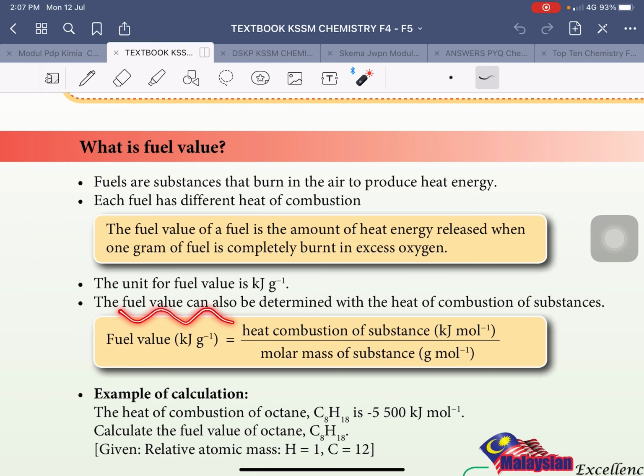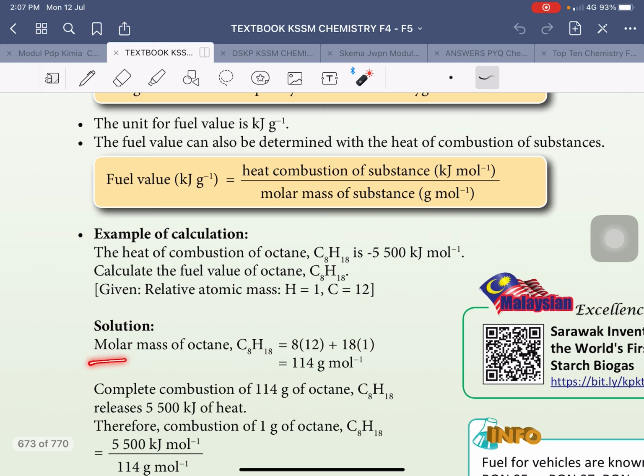So fuel value can also be determined with the heat of combustion. Jadi sangat berkaitan, it is related to heat of combustion. I hope you still remember how to count heat of combustion. Okay? Now, the fuel value formula is like this. After you count the heat of combustion, you just have to divide it with the molar mass of the substance. Apa itu molar mass? Molar mass tu adalah yang ini.